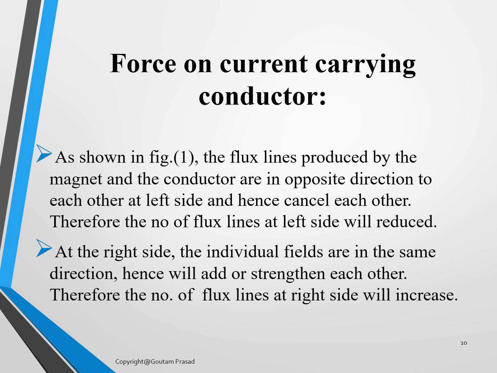For the current carrying conductor, as shown in the figure, the flux lines produced by the magnet and the conductor are in opposite directions to each other on the left side, and hence cancel each other, and therefore the number of flux lines on the left side will be reduced. On the right side, the individual fields are in the same direction, and hence will add and strengthen each other, and therefore the number of flux lines on the right side will increase.